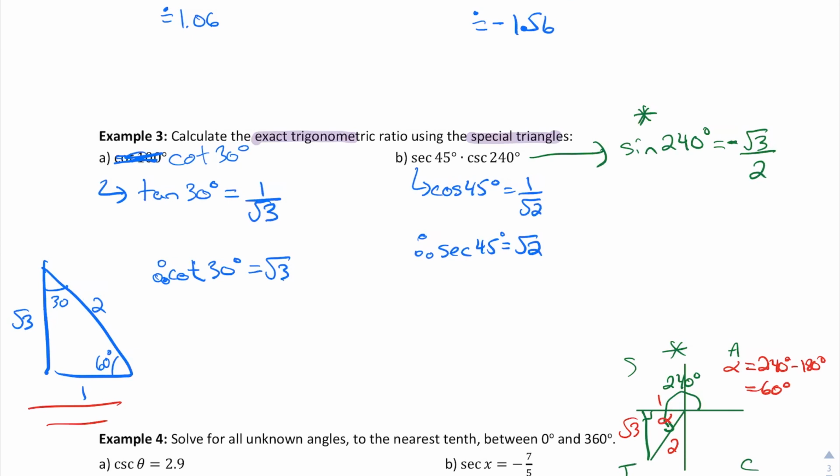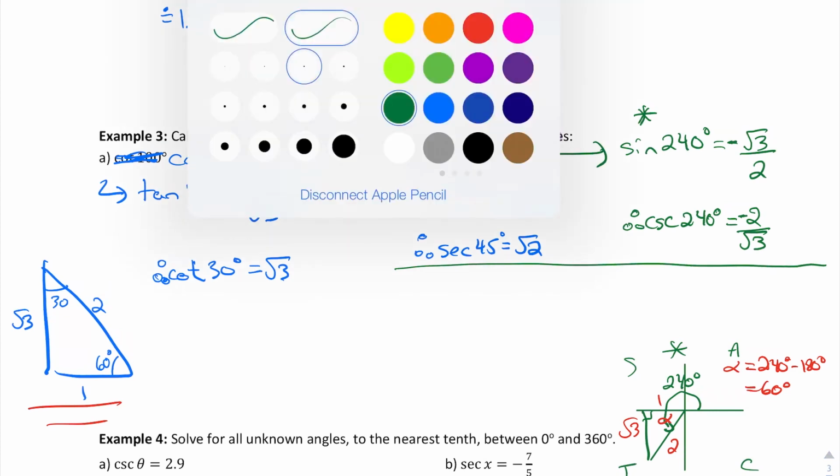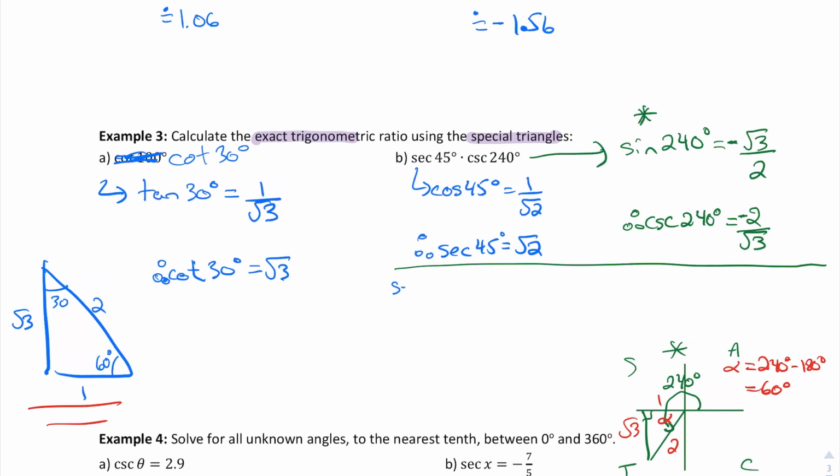So if that's the sine, now I've got to go back and say, okay, I'm actually getting cosecant. So cosecant of 240 is going to be the flipped version, or the reciprocal. So I get negative 2 over root 3. I'm going to leave them not rationalized at the moment, but you can definitely rationalize it. So if I now go back to the question, so we're going to actually answer the question, hopefully. Secant 45 times cosecant 240 equals root 2 times negative 2 over root 3.